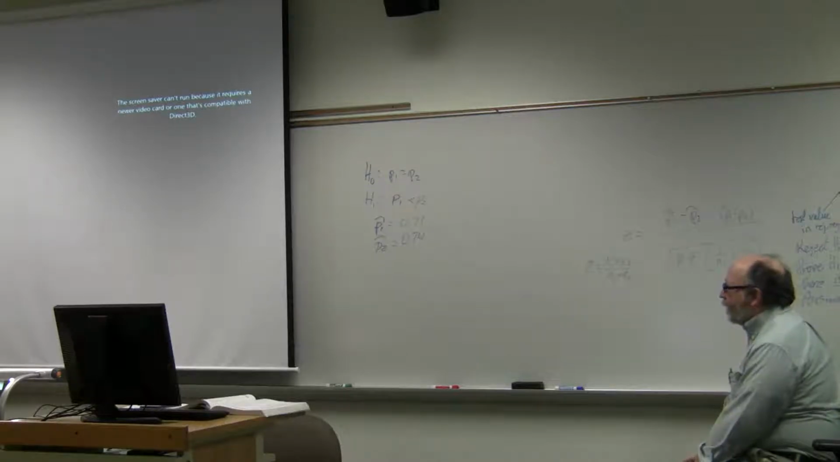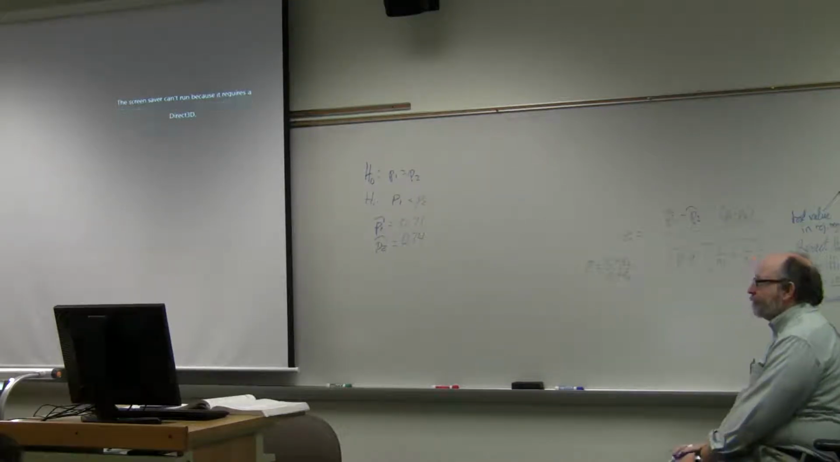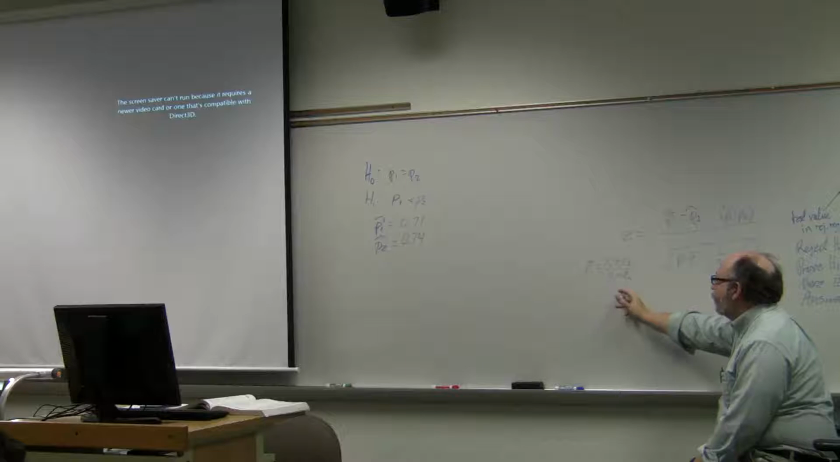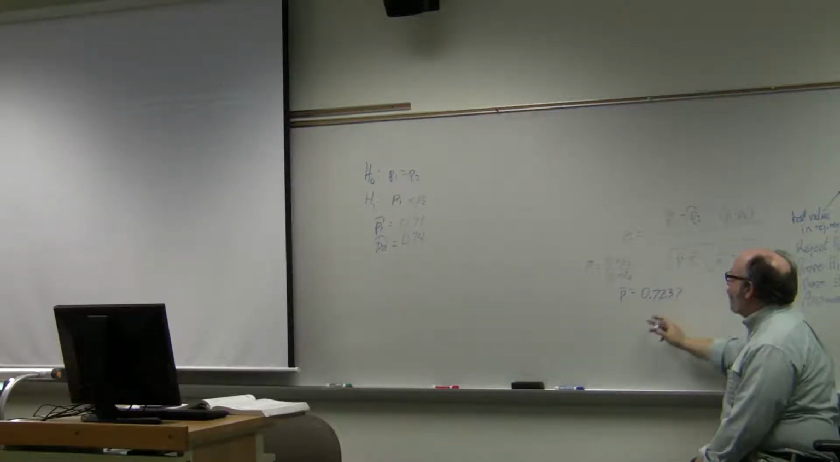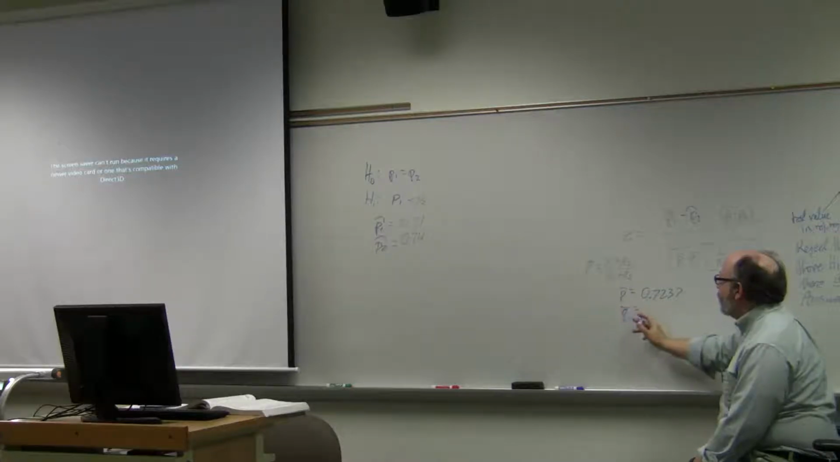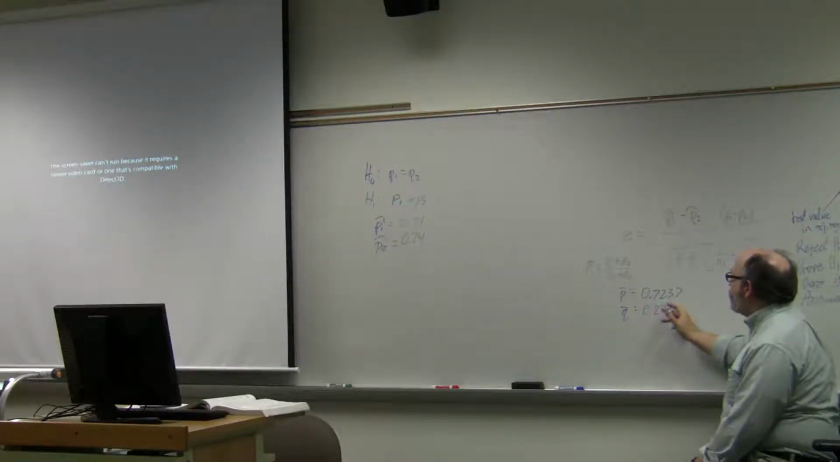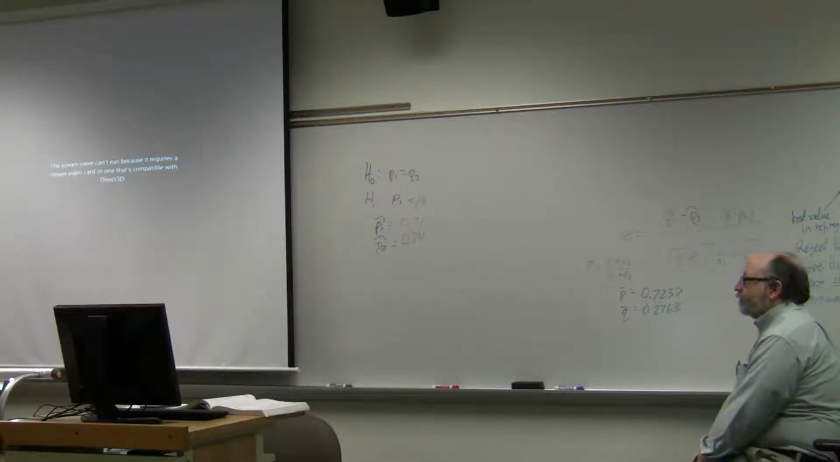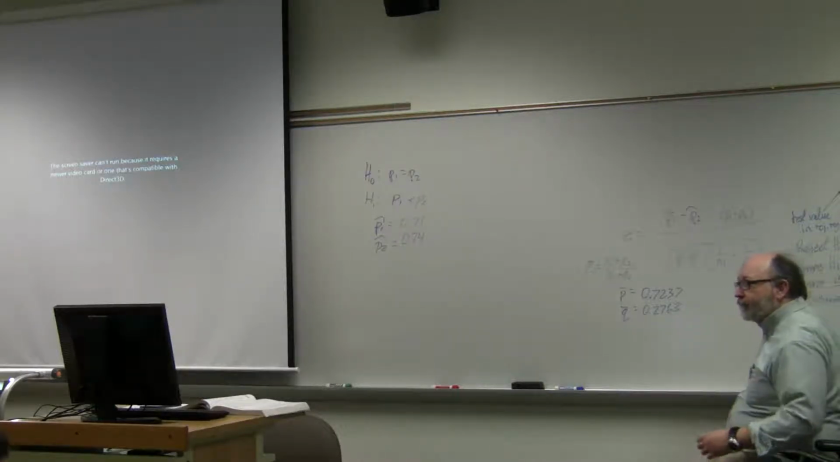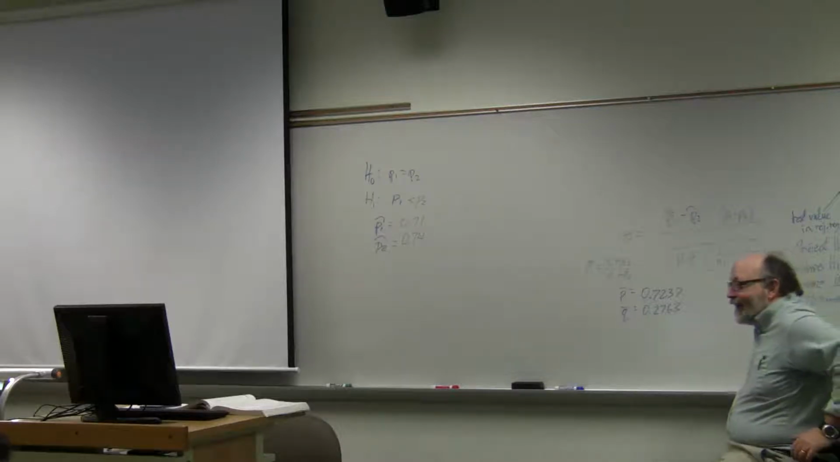Katie, you have a P bar for this thing? P bar, I have 0.7237. Okay, so then Q bar would be 0.2763. Oh, never mind. Got it. Okay.